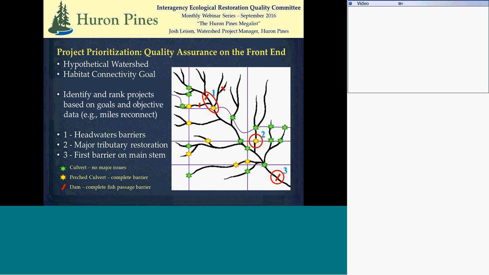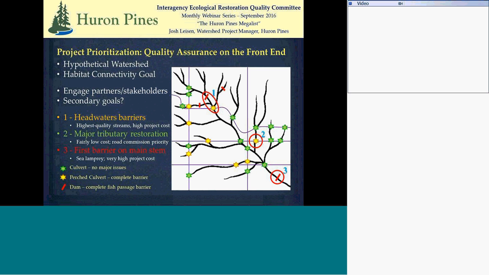So looking at the full inventory data, I've identified 3 potential projects that rank as high priorities based on the habitat connectivity goal. Project 1 would include the restoration of the road stream crossing and the dam just upstream from it on the main stem river. Project 2 would restore a single road stream crossing located on the downstream end of a significant tributary. And Project 3 would involve removal of the first barrier, which is a large dam on the lower main stem river. And let's assume that this watershed drains directly into one of the Great Lakes. So at this stage, you'd have 3 potential projects that you could enter into your project megalist.